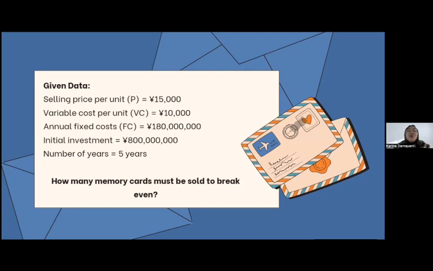Okay, here is what we know. Selling price per unit is 15,000 yen. Variable cost per unit is 10,000 yen. Annual fixed cost is 180 million yen. Initial investment is 800 million yen and useful life is 5 years. So the question is how many memory cards must be sold to break even? Let's solve this step by step. Next.